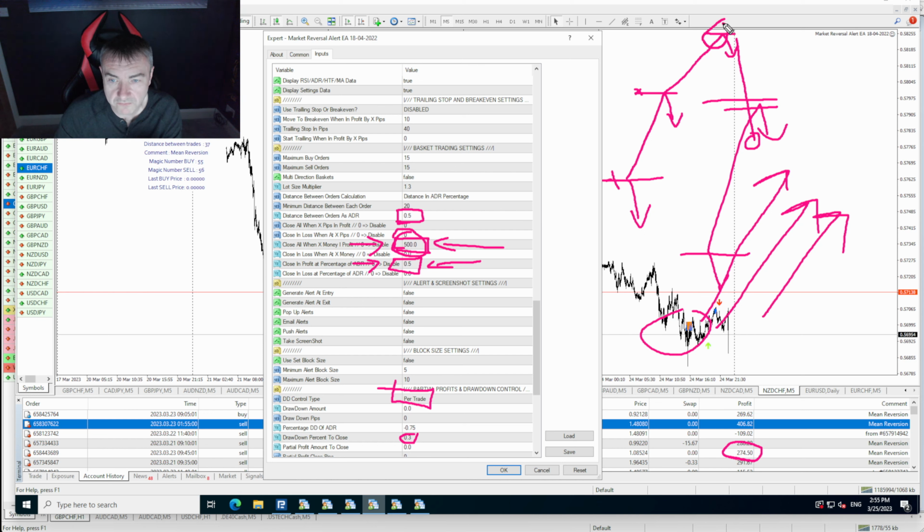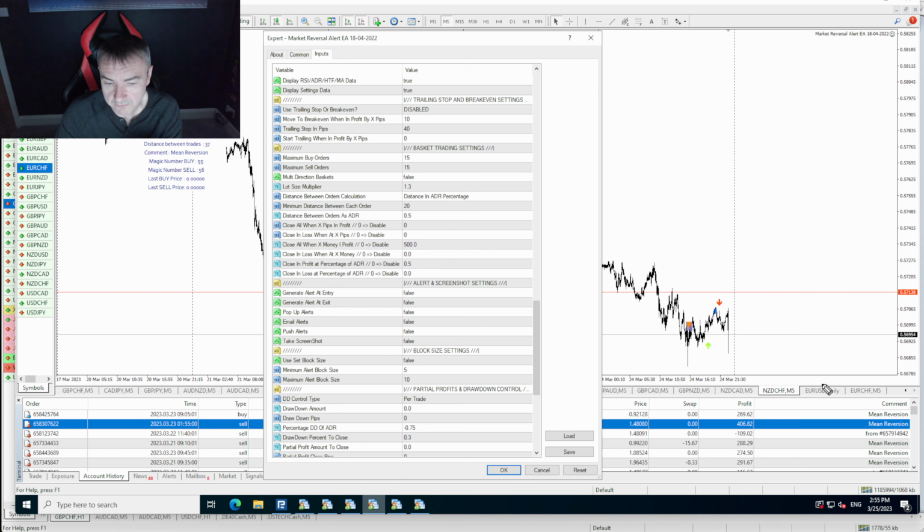Because this lot size here will be larger than this one and this one because we are scaling out of our positions when the market moves 0.75 of an ADR against us by 1/3 of those positions. So it makes it easier for us to exit those trades.